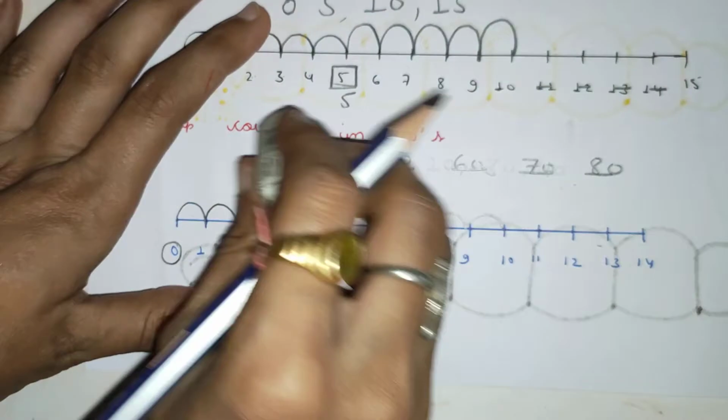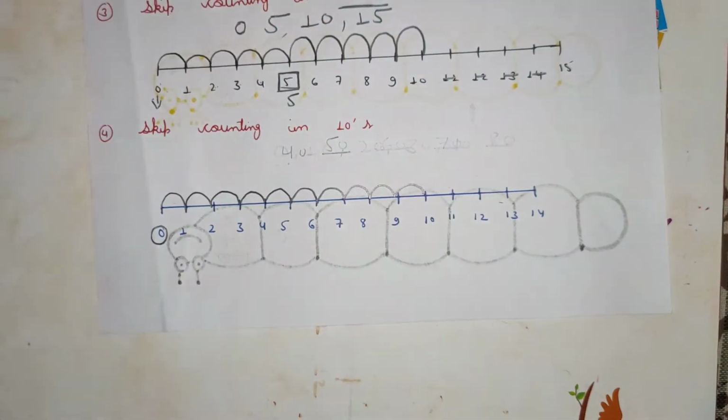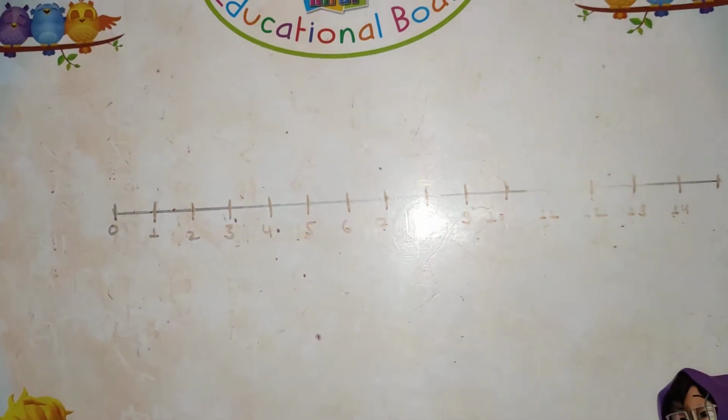So this is skip counting. Any number you have, you just see the example first, then I'll discuss the worksheet. As you all can see, this is my number line.